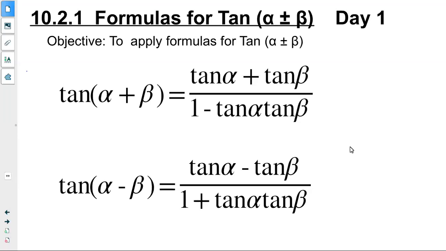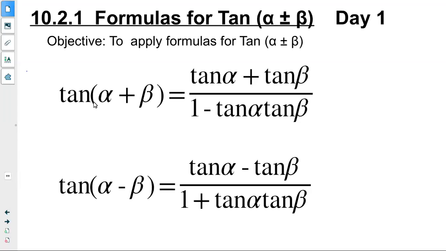So these are the sum and difference identities for the tangent function. They're a little more complicated to look at than the sum and difference for sine and cosine because of the big fraction here. But they're pretty basic. Both formulas are essentially the same. The major difference is the addition and subtraction operation in the numerator and denominator switch.